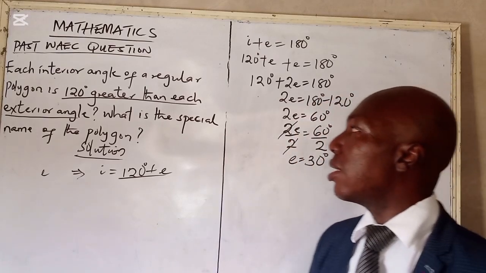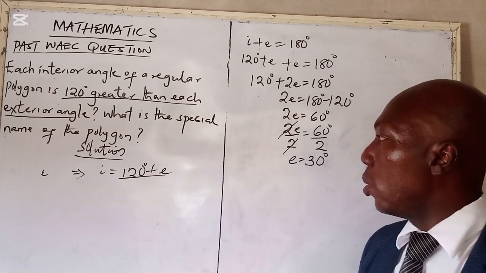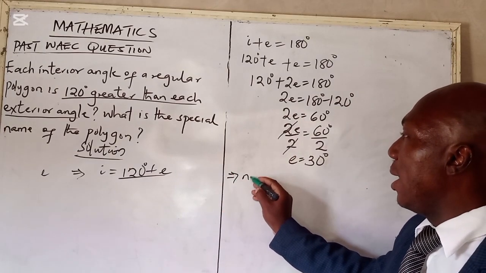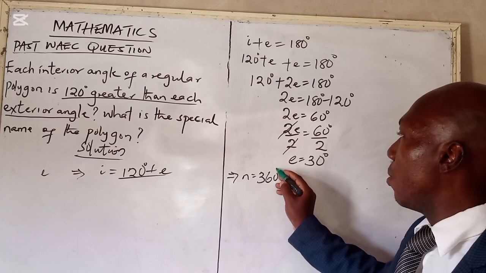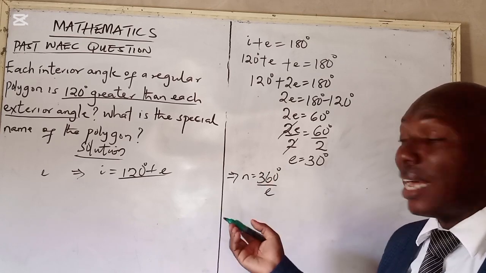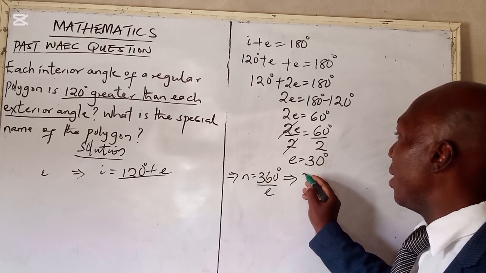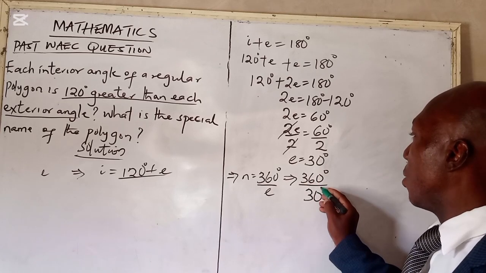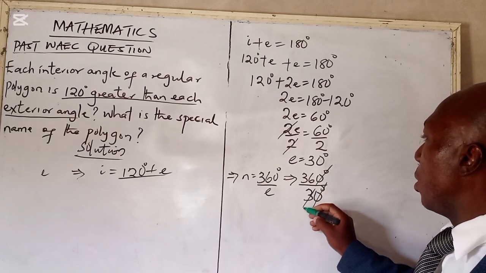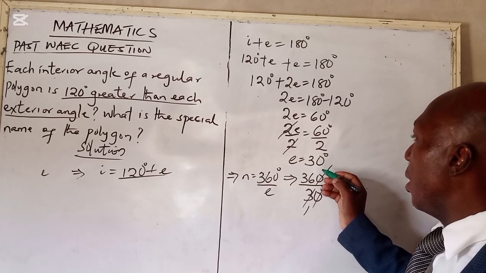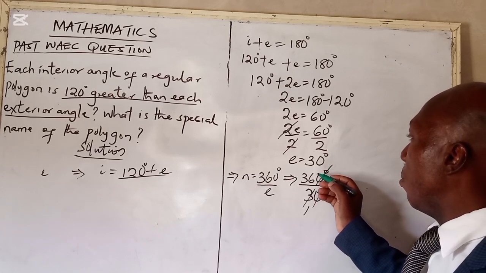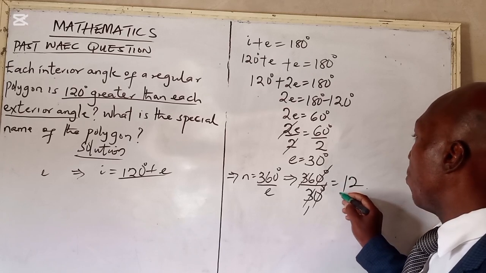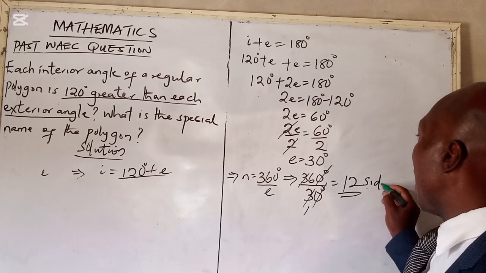So the question says, what is the special name of the polygon? We know from our last class that n is 360 degrees over E. So that will give you 360 degrees over 30 degrees. 0 cancels 0, 3 into 3 is 1, 3 into 6 is 2, so this is 12 sides.